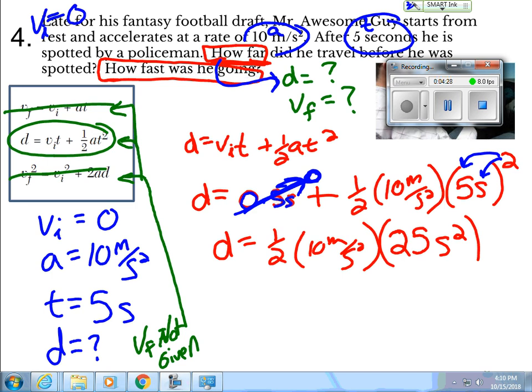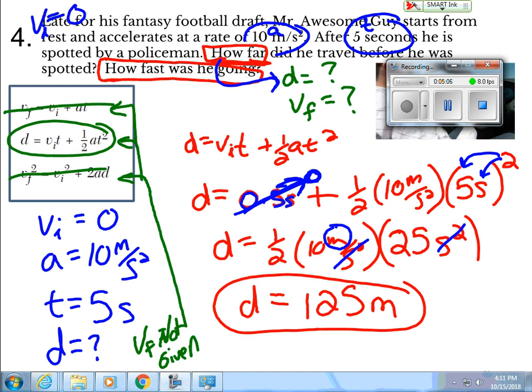We'll just check. So now I'm going to take my 1/2, multiply it by 10 meters per second squared, multiply it by 25 seconds squared. If you notice, my seconds squared cancel out, so I do have a really cool unit left over, meters, and that's what distance is measured in. So when I multiply that out, I have distance is equal to 1/2 times 10 times 25, which is 125 meters. There's that answer.